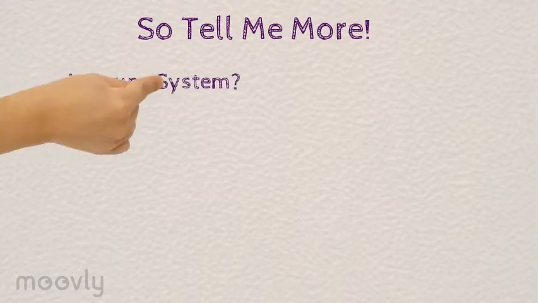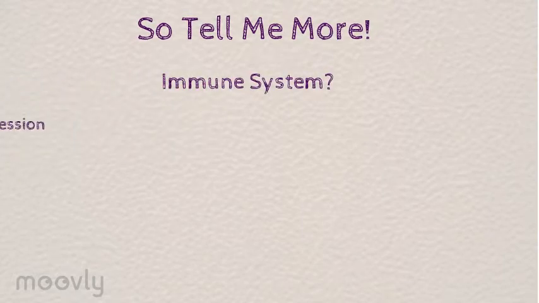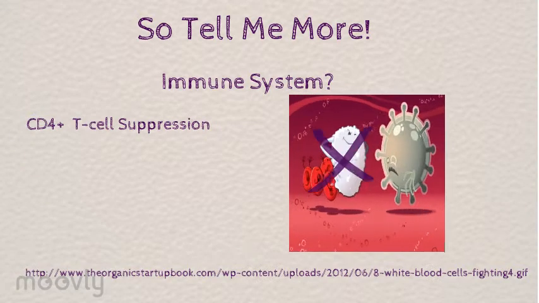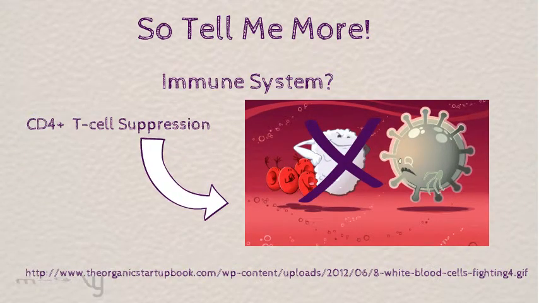So tell me more! Well, HIV actually attacks your immune system, specifically the CD4 T helper cells, which will result in the immune system's inability to differentiate between self and foreign cells.